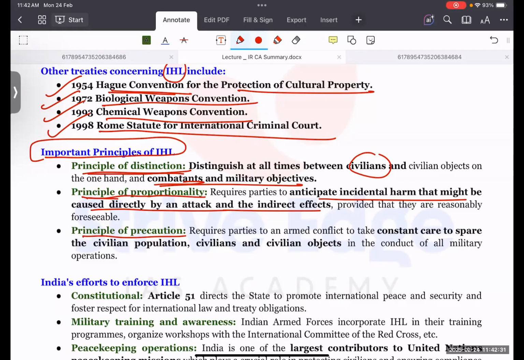And then the principle of precaution. Whoever is a party to the armed conflict has to take constant care to spare the civilian population, civilians and civilian objects in conducting all military operations. That means you have to facilitate one pathway. If I am going to war with another party, then I have to facilitate a way: this area we are not going to attack, and the civilians can pass through this area.